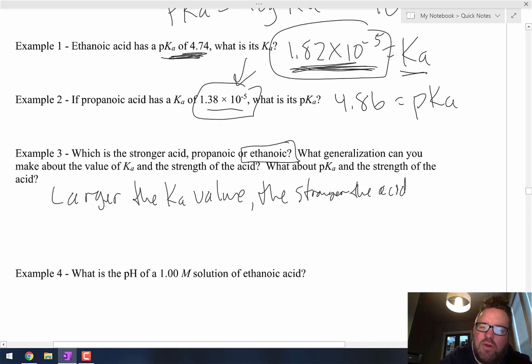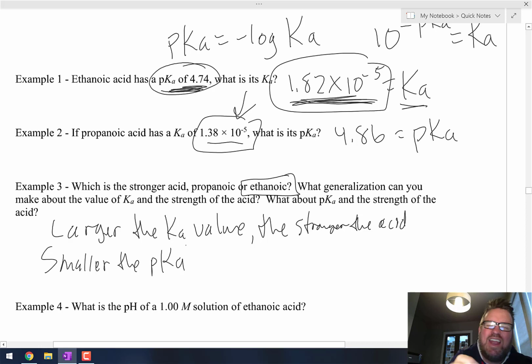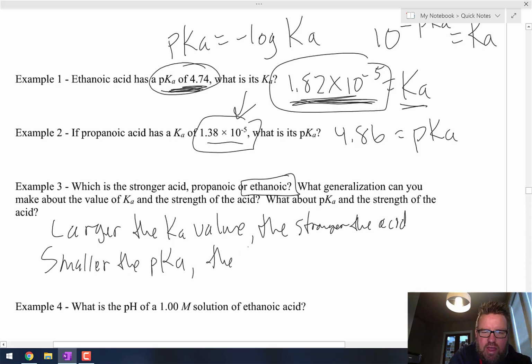Okay, and then same thing, what about pKa? We know that the pKa of ethanoic acid is lower than that of propanoic acid. So therefore, the smaller the pKa, and it's kind of like pH as well, right? The smaller the pH is, the more hydrogen ions there are, and therefore the stronger the acid is. So same thing here. Smaller the pKa, the stronger the acid.